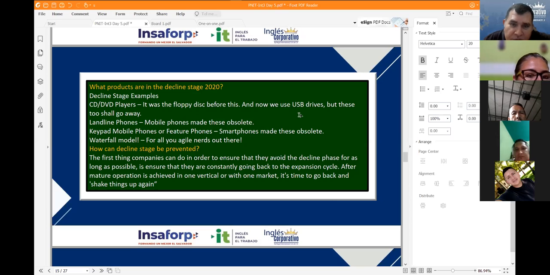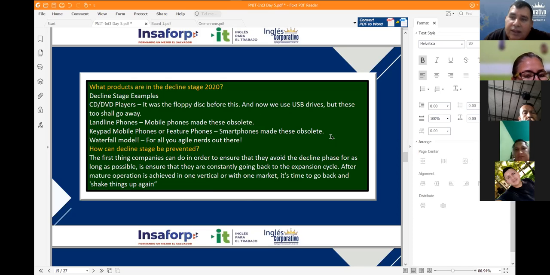And now we use USB drives, but this too shall go away. What's the meaning? CD, DVDs, and now USB, the USB drives or flash drives will also disappear. Landline phones, fixed phones, the phones that we have in our houses, they're going to disappear too. Mobile phones made this obsolete. Keypad mobile phones or feature phones, smartphones made these obsolete.